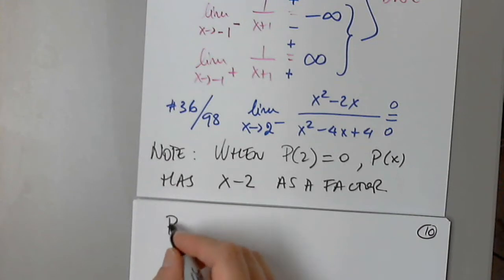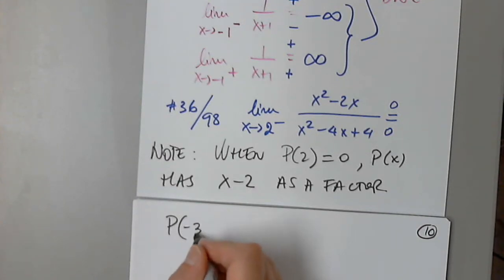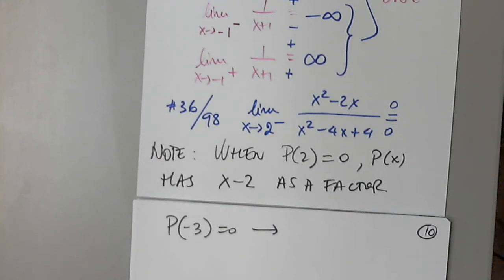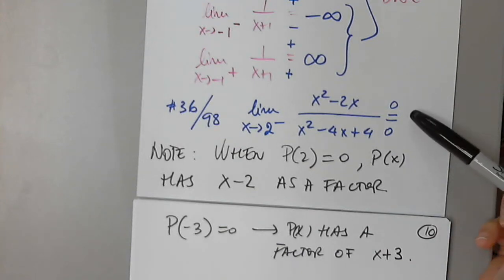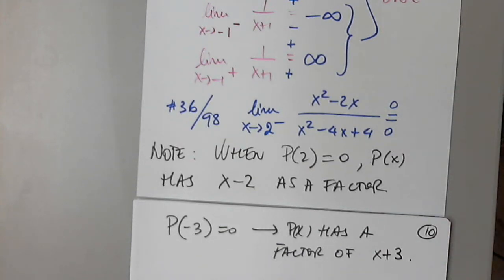What if I plug in p of negative 3 and I get 0? Can anyone give us the factor that p of x has? P of x has a factor of x plus 3. Awesome. So coming back to our limit, if it's 0 over 0, is there hope? There's no guarantee. But is there hope for the limit to exist? Yes. The answer is yes.